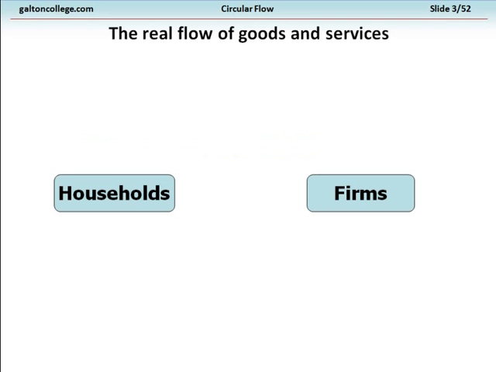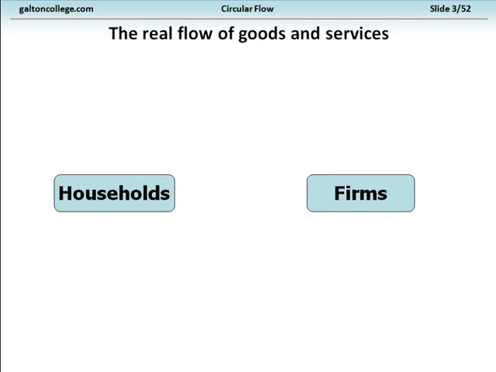We'll start with what's known as a two-sector model. A two-sector model is, in our case here, just households and firms. And this is the flow of real goods and services. We're not concerned with money at the moment. Real goods and services. We're interested in the things that we buy, the real goods, the food, the household products, the car, the real things. And we're interested in how they come about.